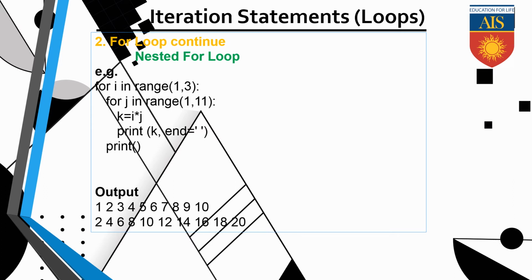Our next option is for loop continue with the nested for loop option. So for i in range(1, 3), for j in range(1, 11), k = i * j, print(k, end=' ') with a single character space, then print. That means here i is in the range of 1, 2, and j is in the range of 1 to 10, and k will be the multiplication of the values of i and j.